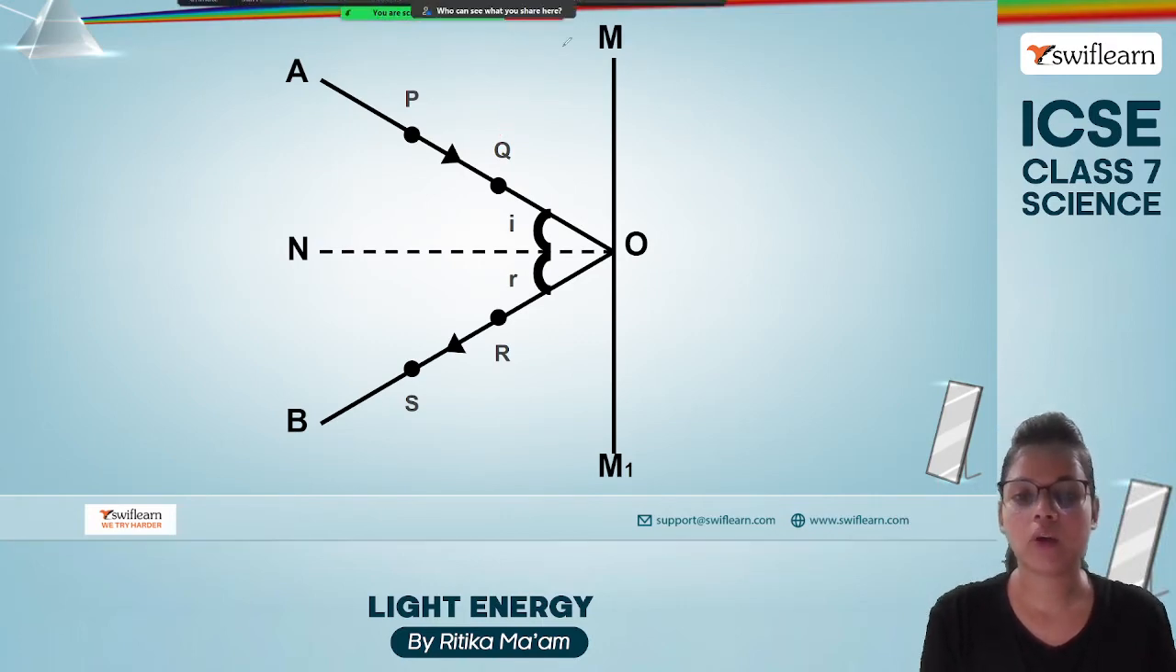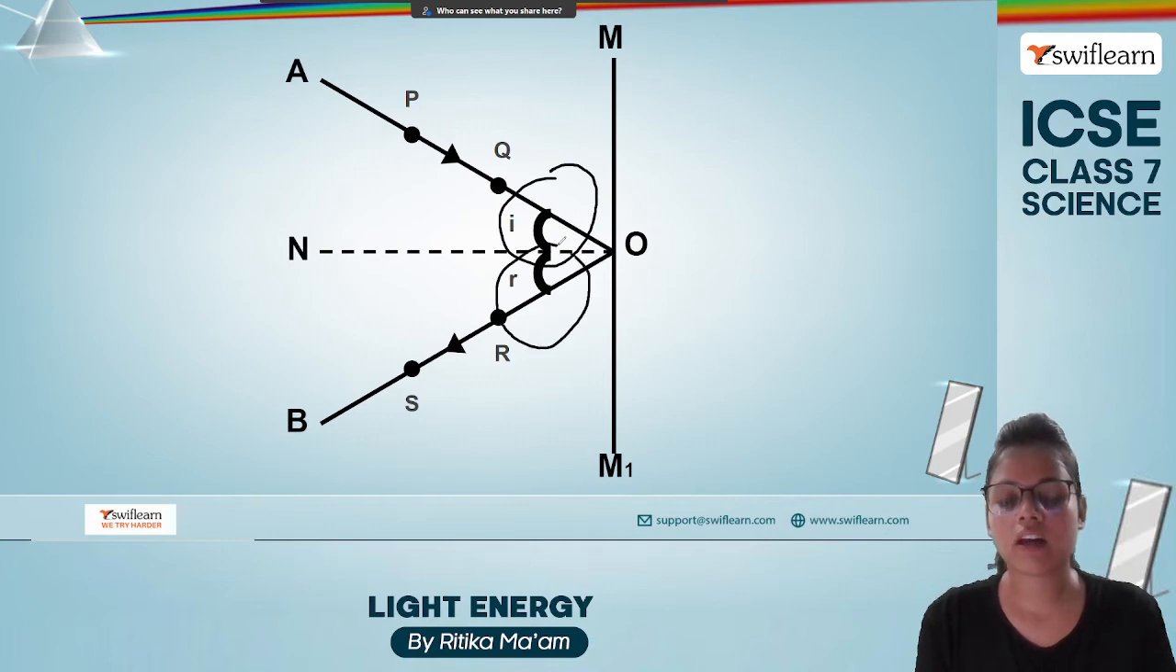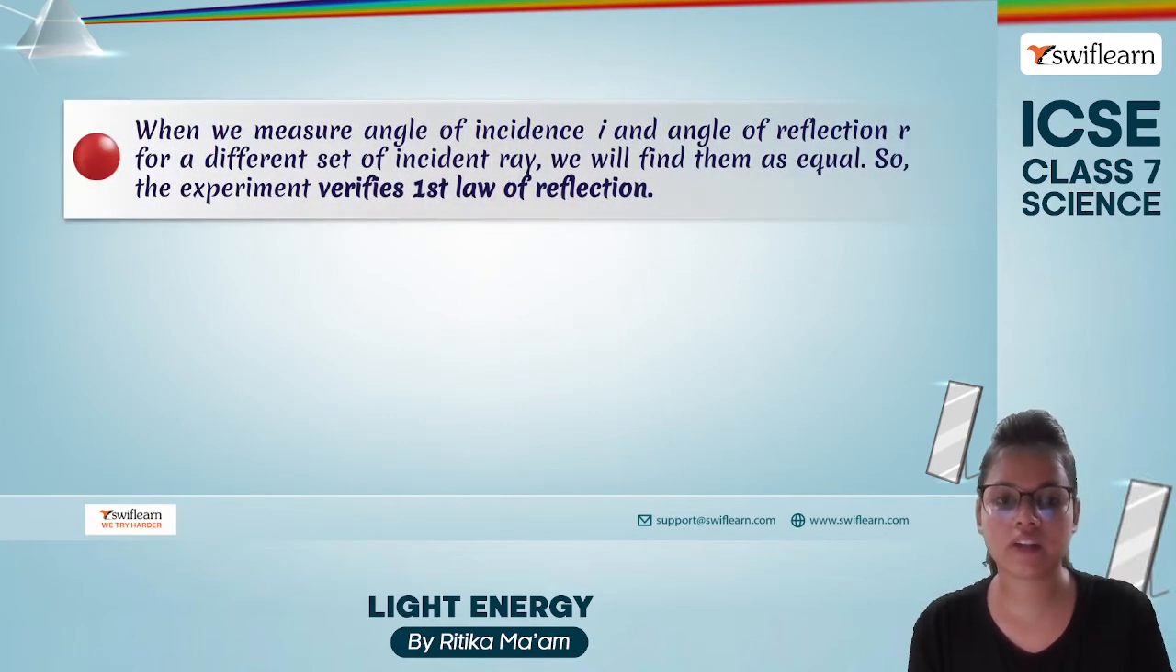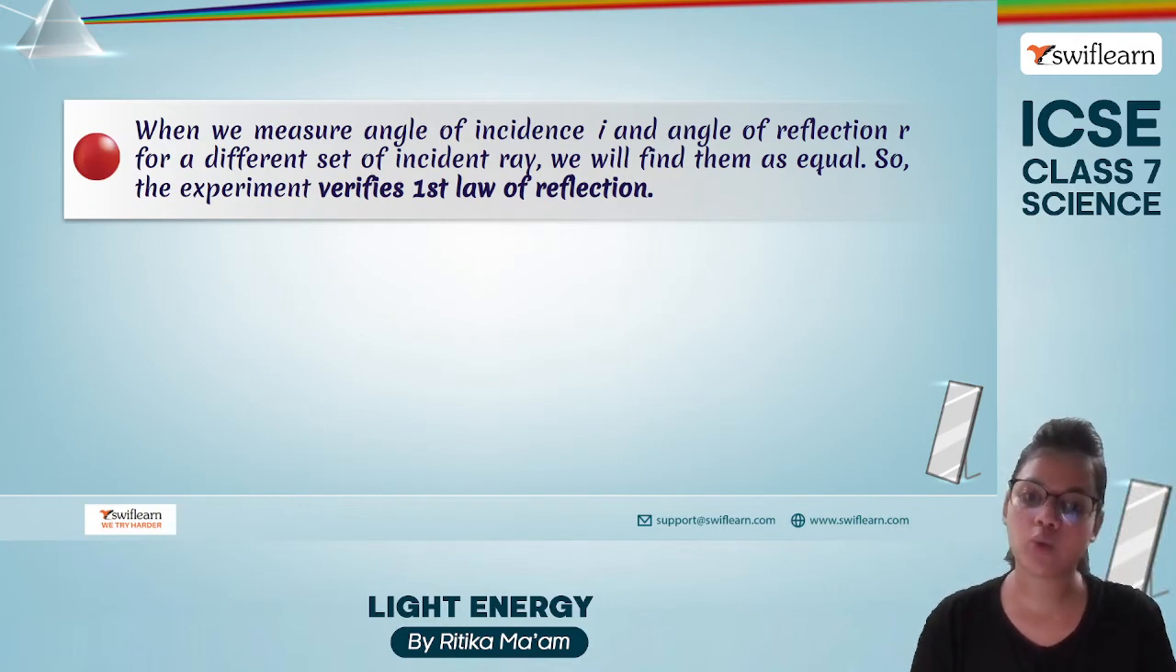Now here, this becomes our angle of incidence, this becomes our angle of reflection. Now we are going to measure it. If we measure the angle of incidence and the angle of reflection, we will find that both are equal. So that verifies our first law of reflection, that is angle of incidence is equal to angle of reflection.